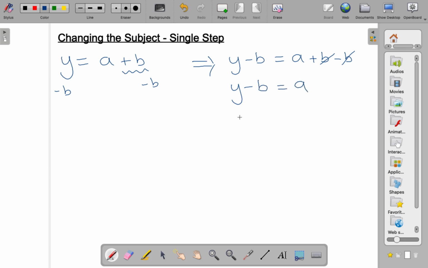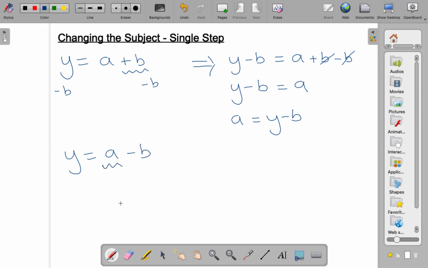Now it's better to write it this way around: a is equal to y take away b. But these are exactly the same thing. So that's with a positive b. Now let's say, for example, we want to do it with a negative b. So we have this, and we want to make a the subject again.